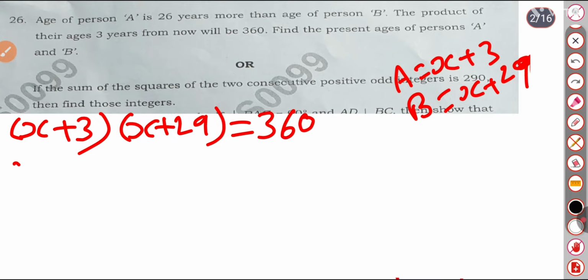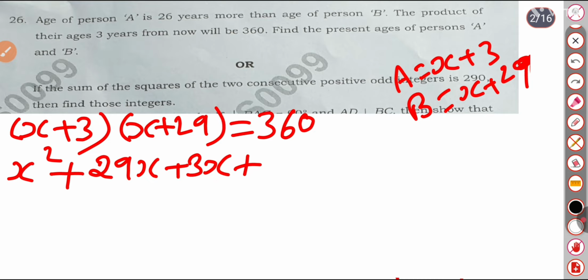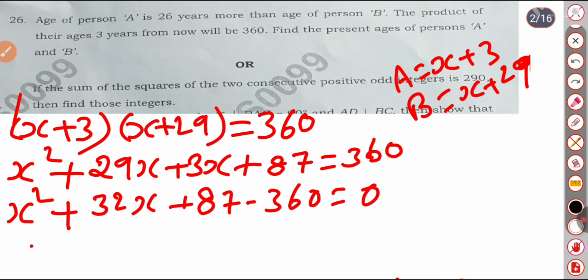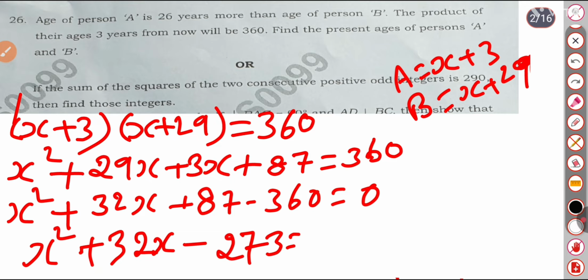Now if we multiply, what will we get? x square plus 29x plus 3x plus 87 is equal to 360. After this, x square plus 32x plus 87 minus 360 is equal to 0. So x square plus 32x minus 273 is equal to 0.